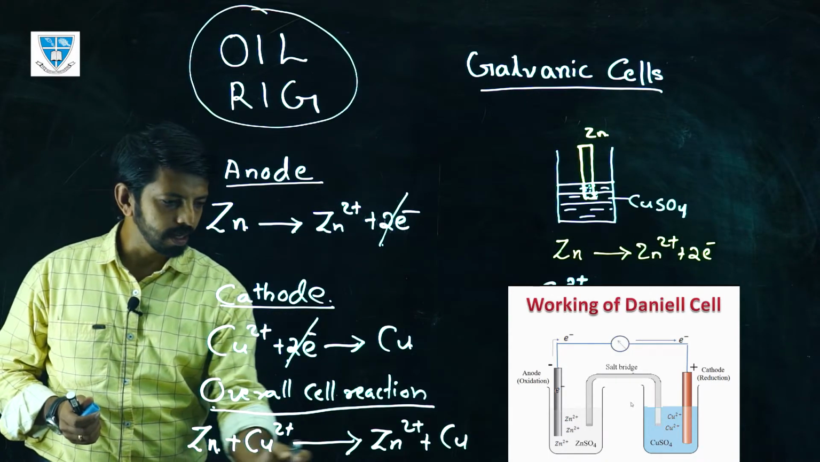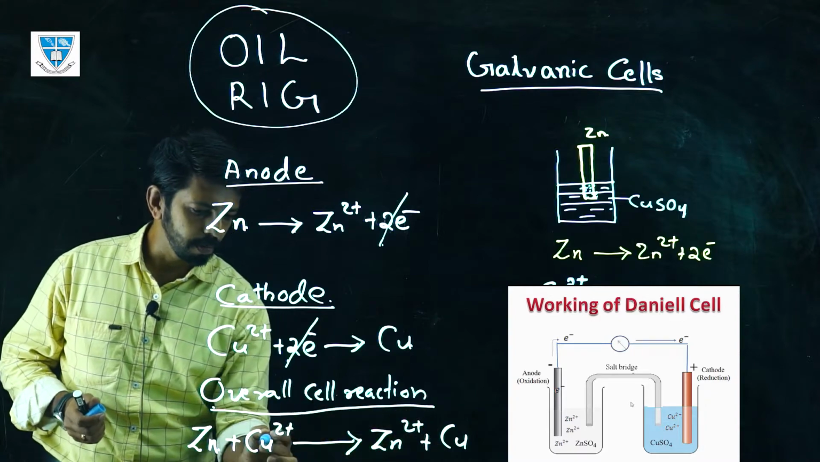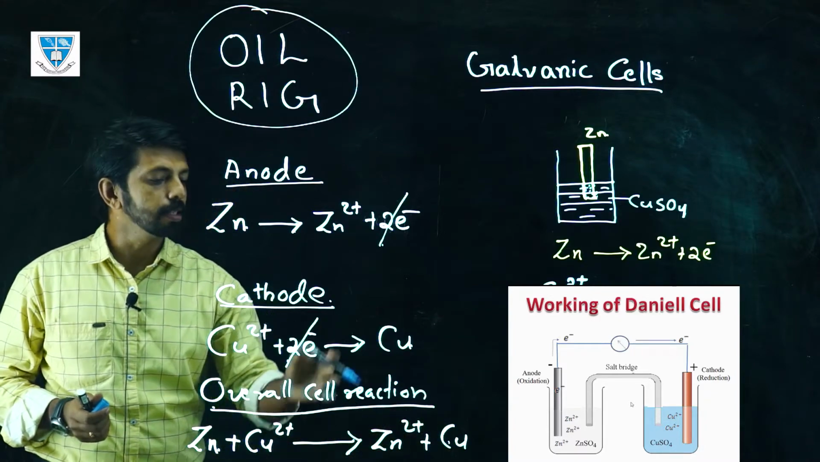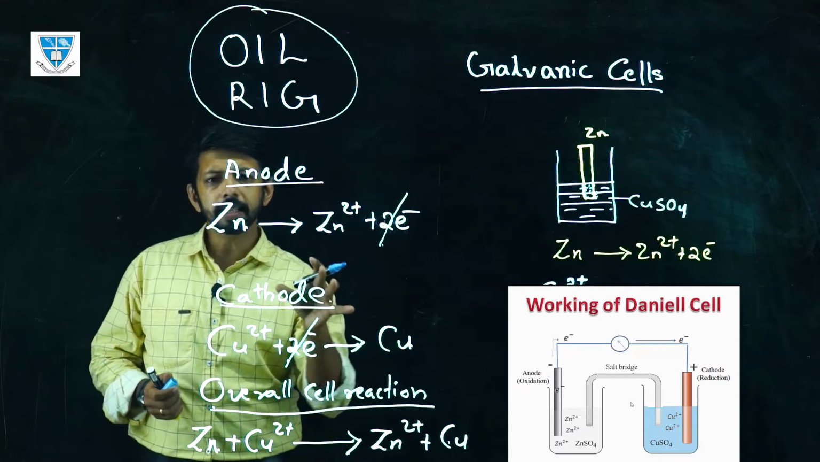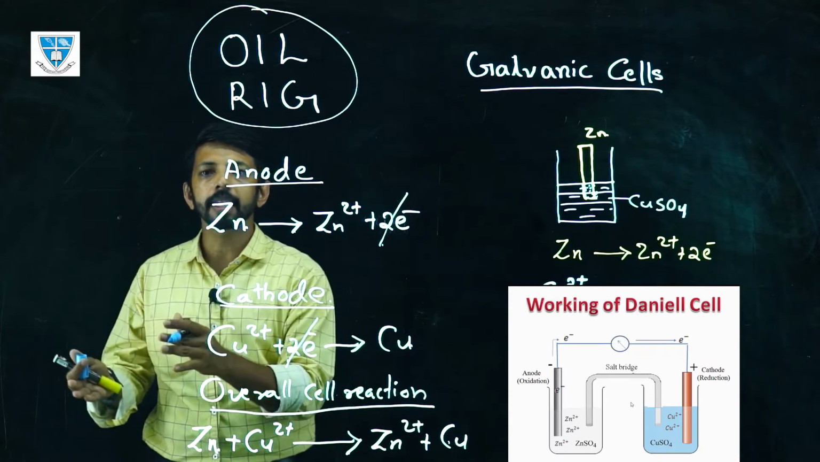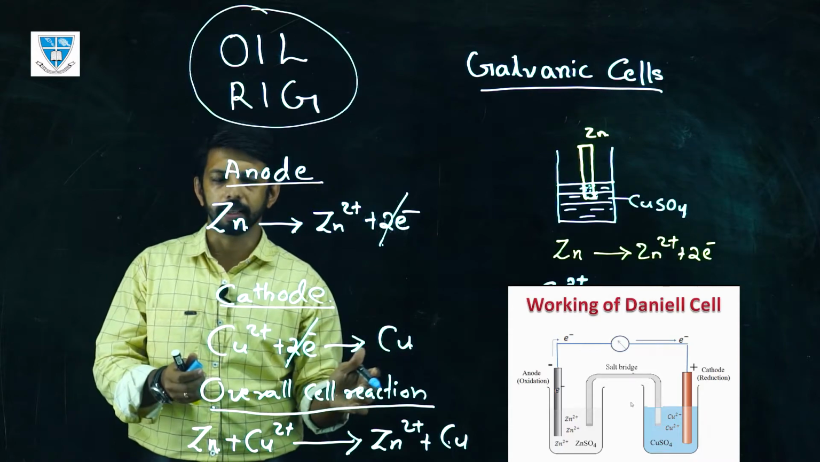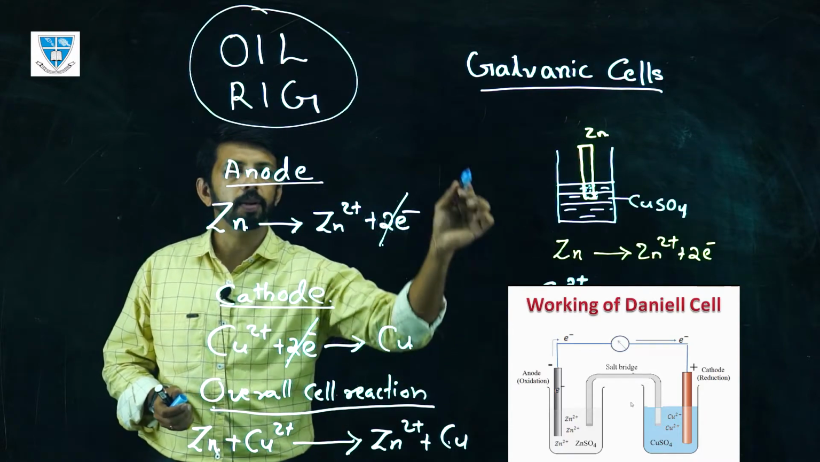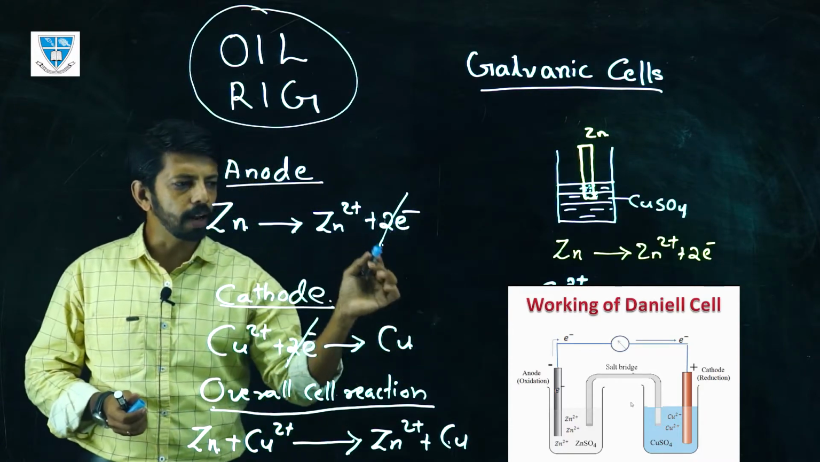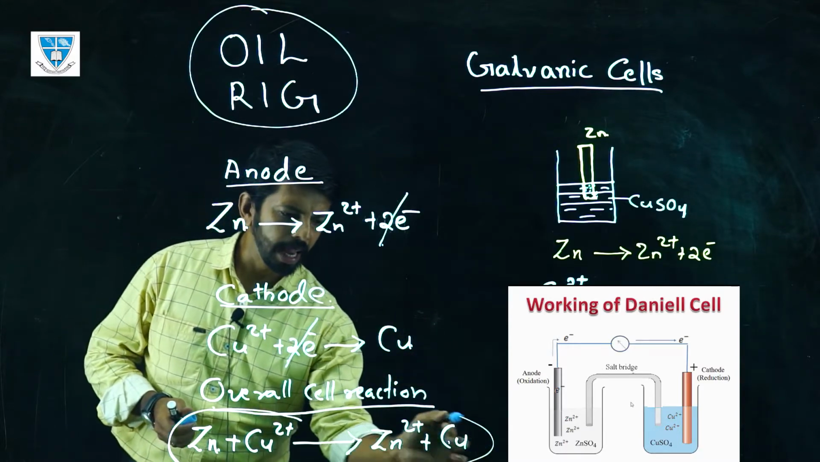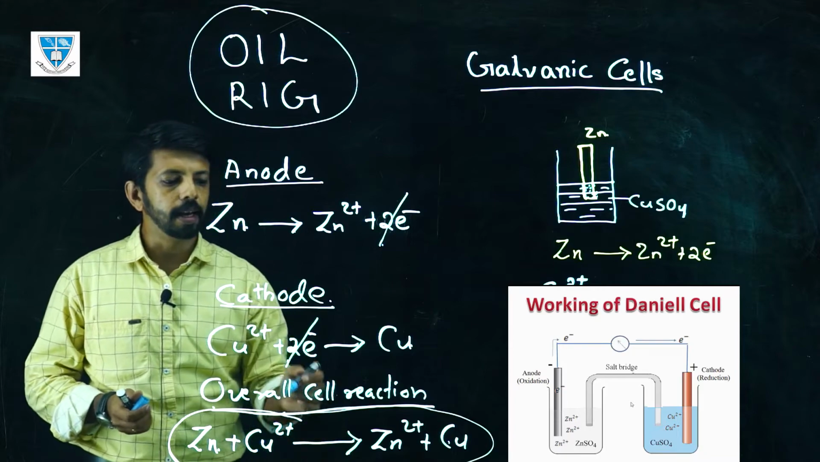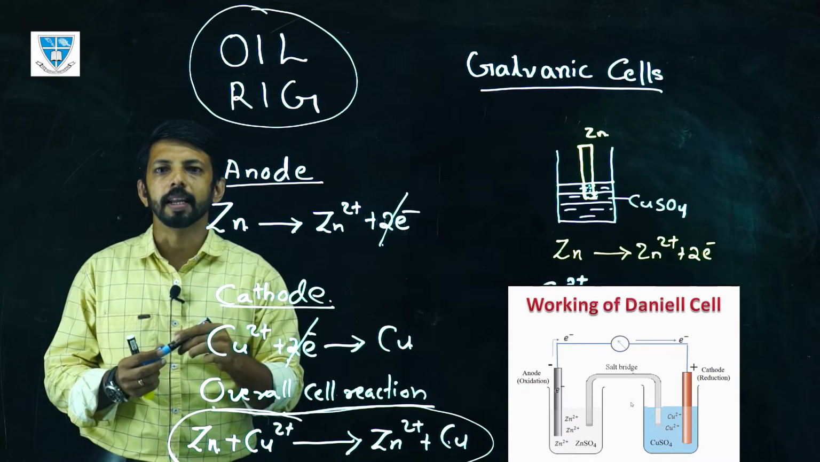So in the anode oxidation happens, in the cathode reduction happens, and in the overall cell reaction the zinc is undergoing oxidation and the copper is undergoing reduction. So this is the overall cell reaction, the chemical reaction happening. In this, the chemical reaction is directly converted into electrical energy. So the Daniel cell is an example of a galvanic cell, and in the galvanic cell the chemical energy is directly converted into electrical energy.